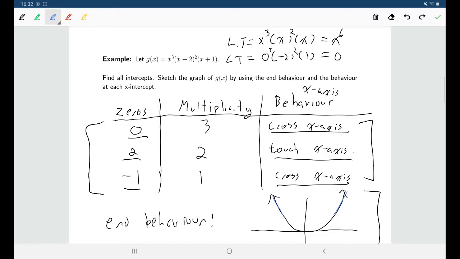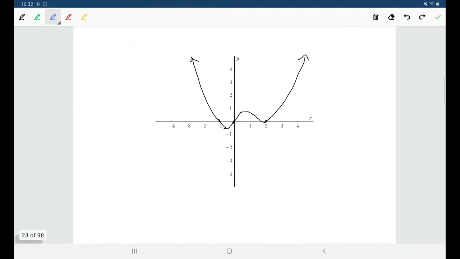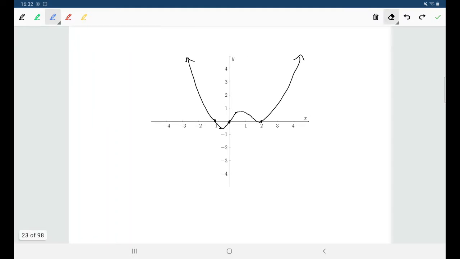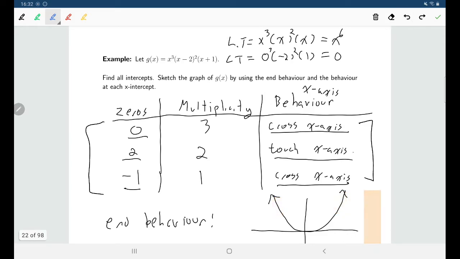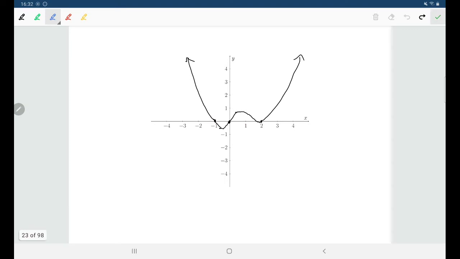If you find that things are contradicting each other, if you find that you can't put together the zeros with their x-axis behavior along with the end behavior and have it all work out as one smooth continuous curve, then that means you made a mistake. So as an example, and here I'm just going to show you what I mean by that, suppose that we instead were graphing and we made a mistake. And my mistake was this.